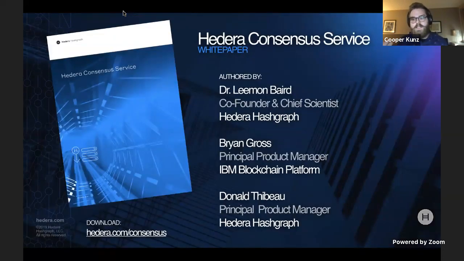And then the newest service on the Hedera network is actually the Hedera consensus service. This was recently announced a few months ago in this white paper that's available for download. It was co-authored by Dr. Leemon Baird, who is the original inventor of Hashgraph, Brian Gross, who's the principal product manager at IBM's blockchain platform, and Donald Devo, who's the principal product manager at Hedera. And so this is a really, really interesting white paper.